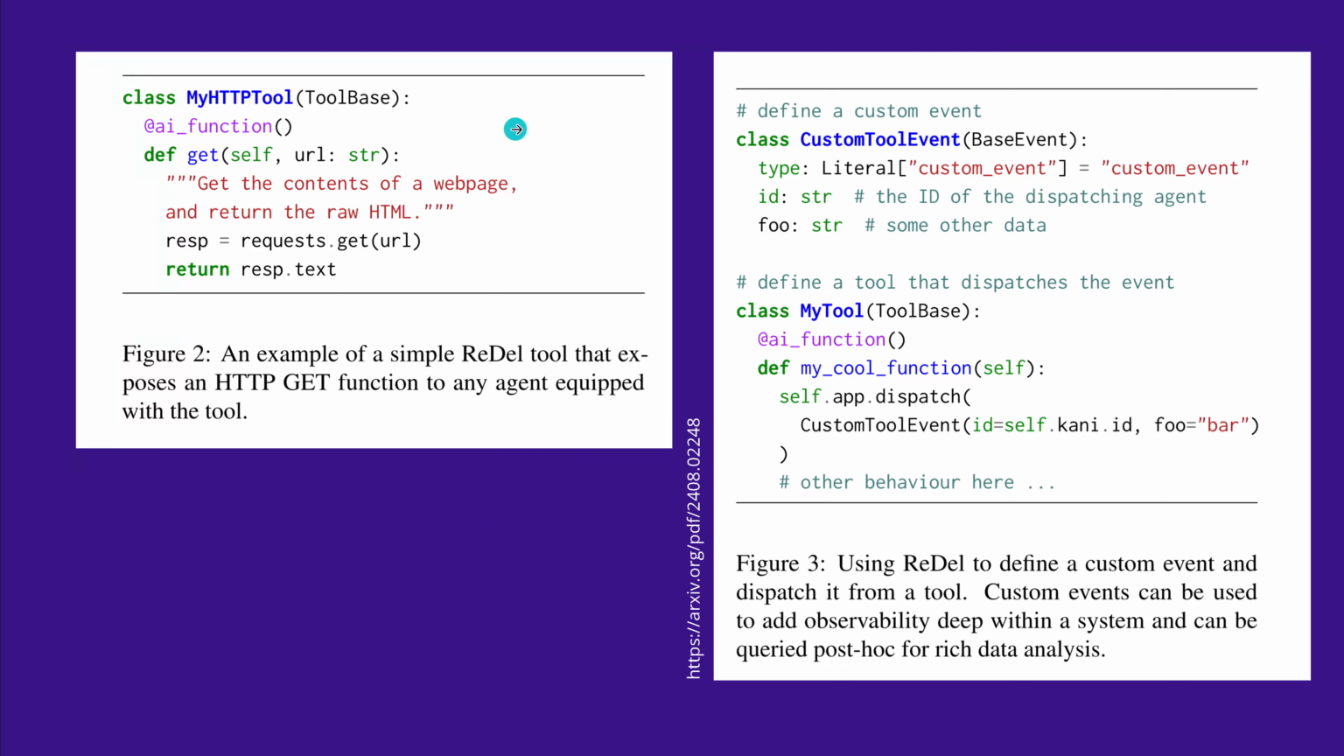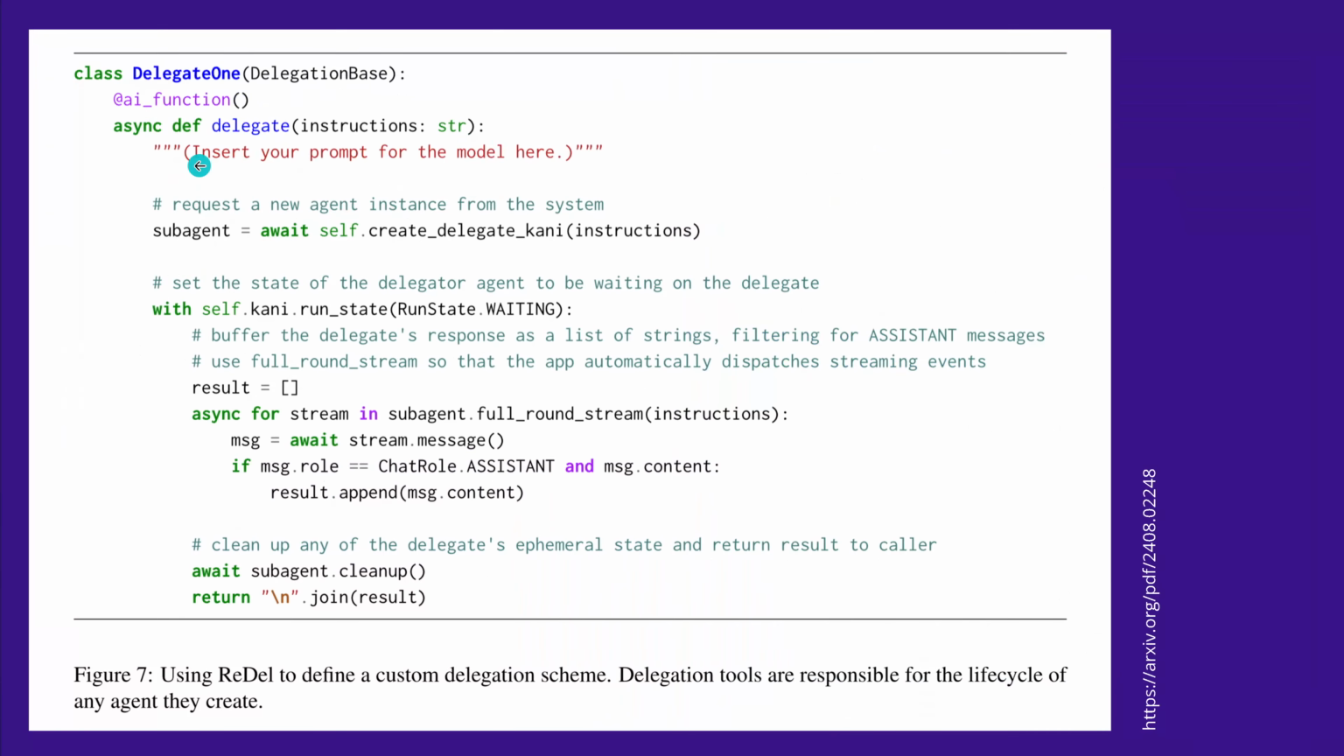Here is an example of a simple tool that exposes a get function to any other agent, or we have here how to define a custom event and dispatch it from a tool. Plus, for example, here we define a custom delegation scheme.